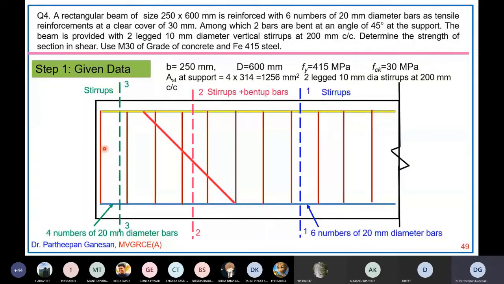Is that clear, everyone? Are you all clear? Or is there any doubt? So at section 1.1, you have only vertical stirrups. Of course, the shear due to concrete will come in any section; you will have a shear resisted by the concrete. Apart from that, here you have stirrups. In this section you have stirrups and bend up bar. At section 3 you have only vertical stirrups. Any doubt, anybody? Please let me know.